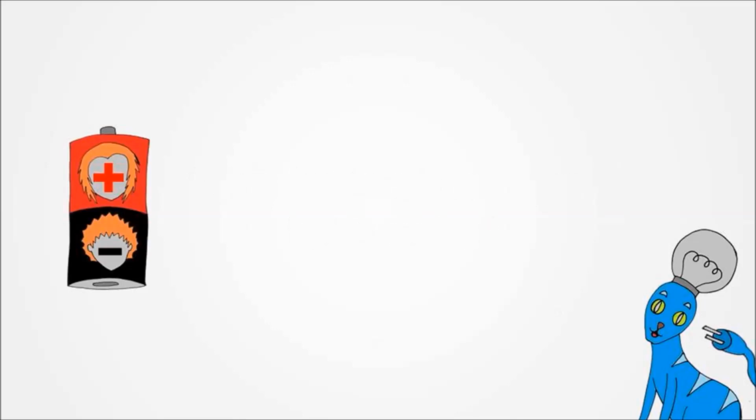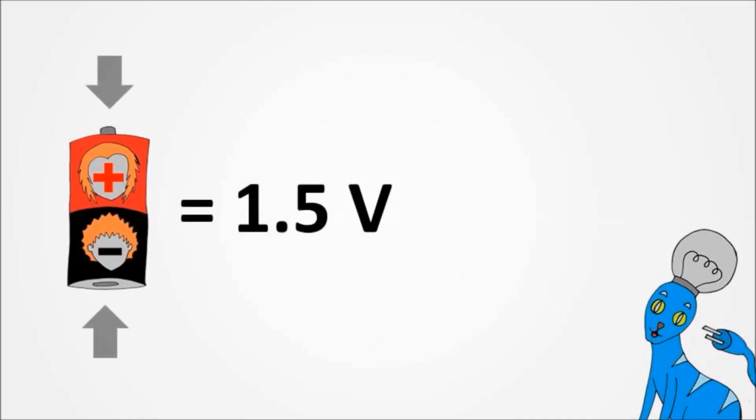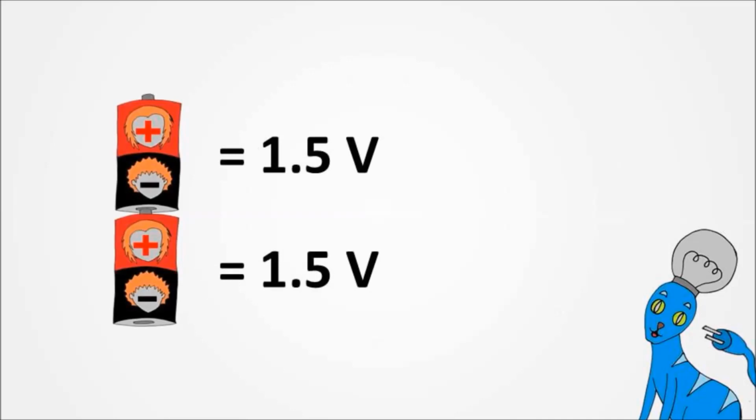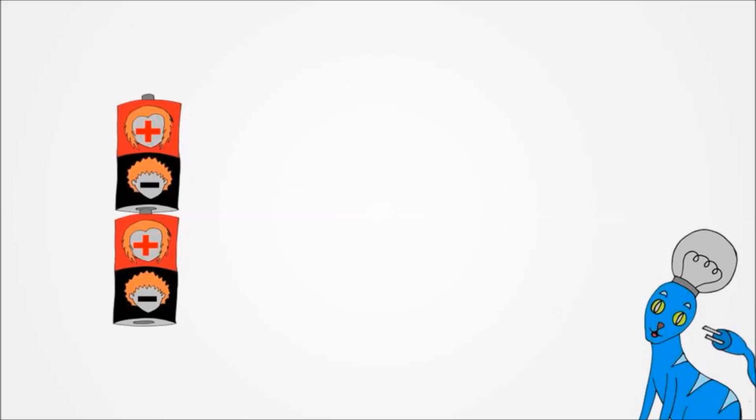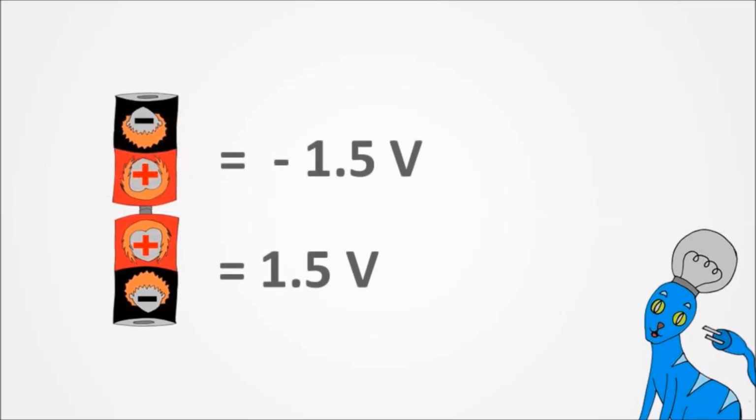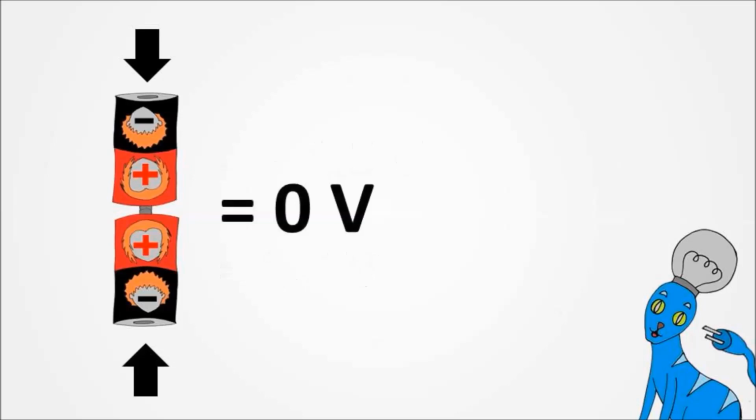So now let's see another example. Having this 1.5 volt battery, if we link two of them in series like this, we're gonna have a total of 3 volts between the two ends. But if we link them this other way, one will be minus 1.5 volts. So we're gonna have 0 volts between the two ends.